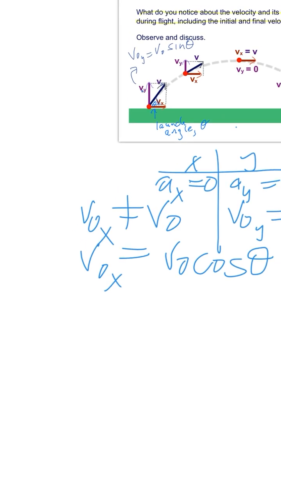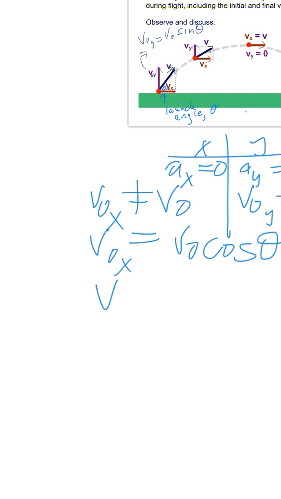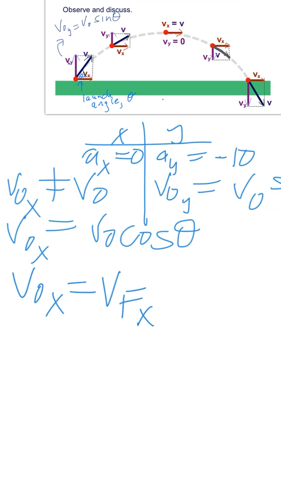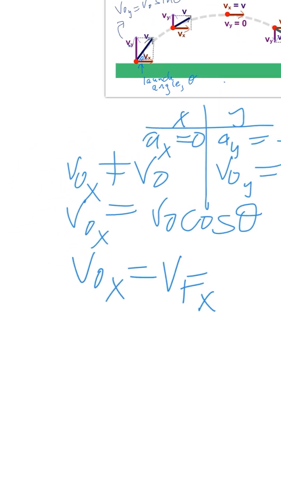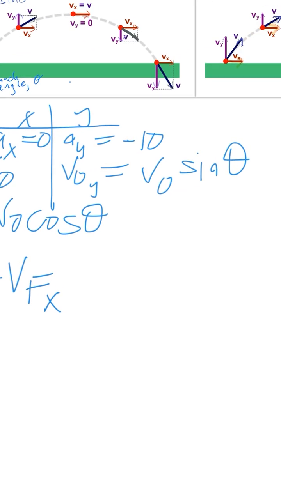VOX will still remain constant because AX is 0. So at any point, as it's freely falling, VFX will equal VOX. That's the same as horizontal launch problems.